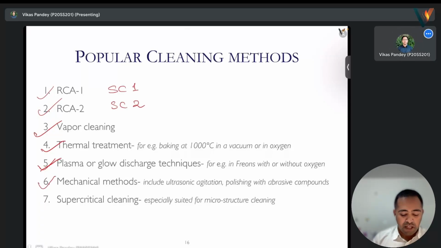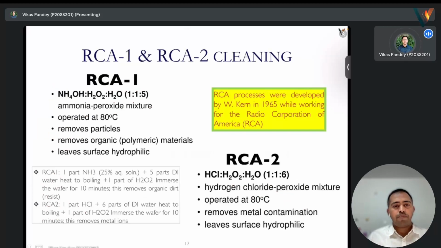Okay, then come mechanical methods, which means ultrasonic agitation, polishing with abrasive compounds, and supercritical cleaning. This is especially used in case of MEMS, where we have some mechanical structure or microstructure, deep structure, and when a dust particle or some particle goes inside it, it is agitated and taken out. Okay, we will see some techniques. Like RCA1 and RCA2, these are the common techniques, and they are used in conjunction with each other. RCA1 will be done, then RCA2, both have to be done for the complete removal.